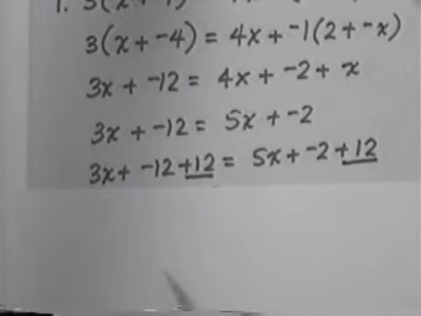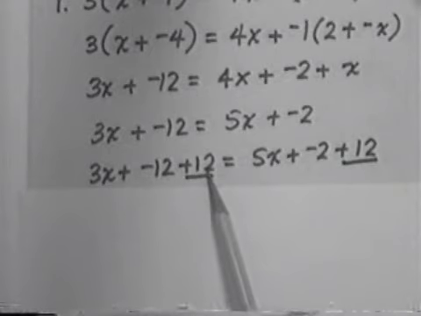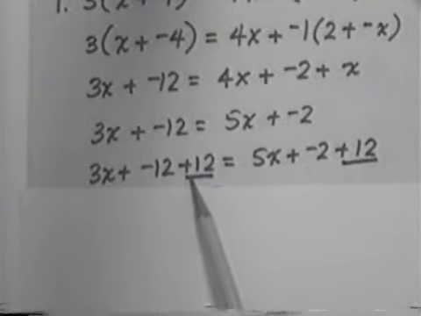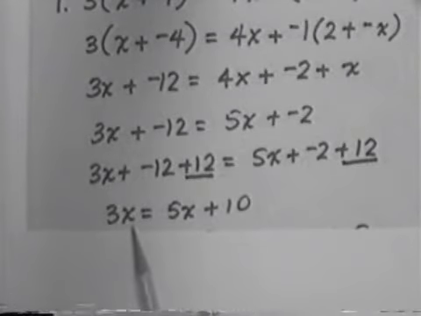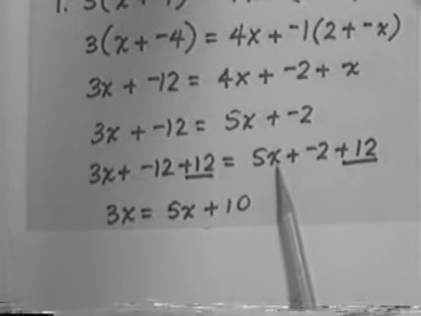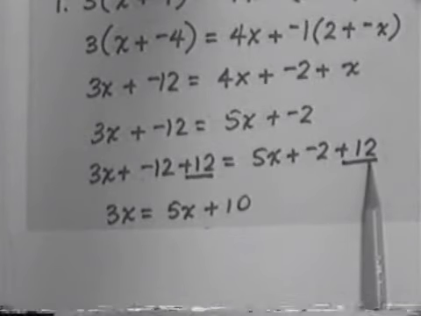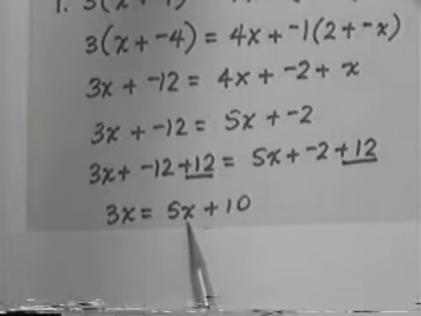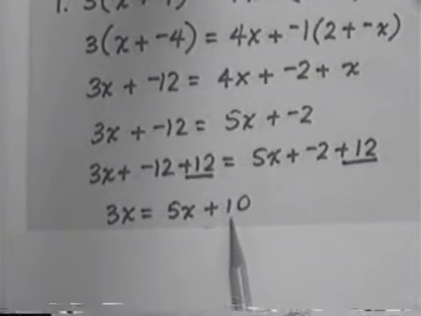On the left, adding negative 12 and positive 12 gives us 0. 3x plus 0 is simply 3x. And so we get 3x on the left side. On the right side, we have 5x plus negative 2 plus 12. Adding negative 2 and 12 gives us 10. So we have 5x plus 10.